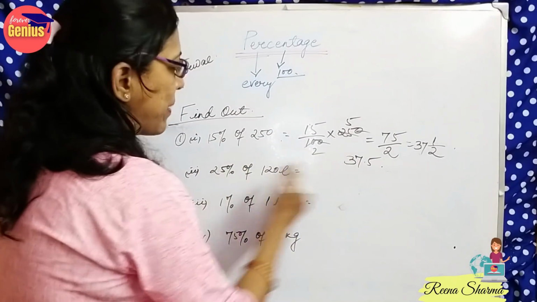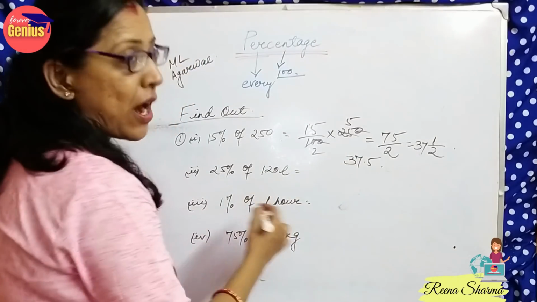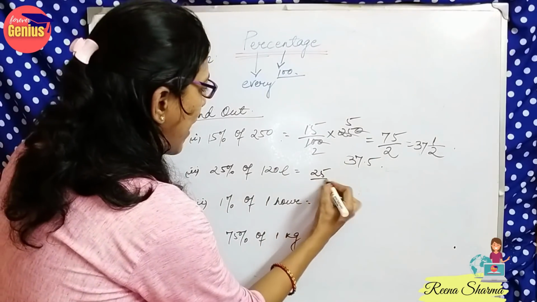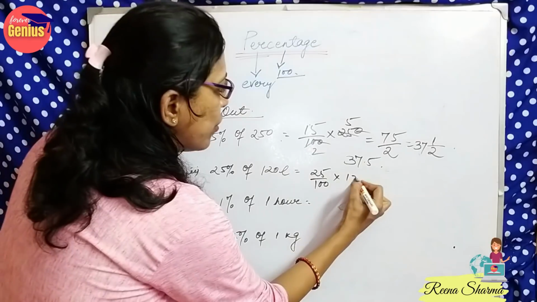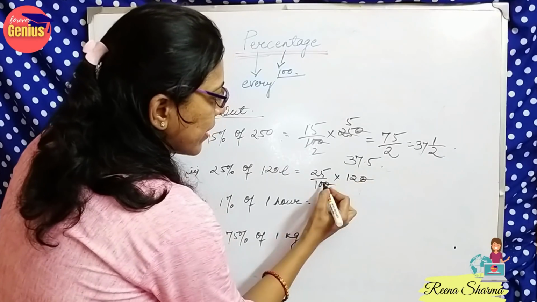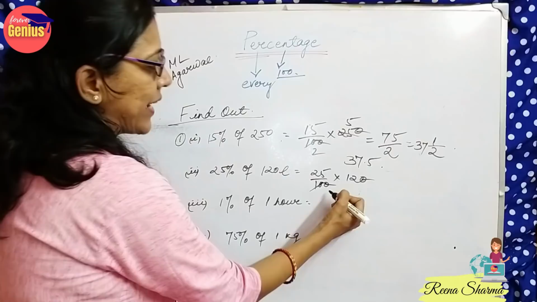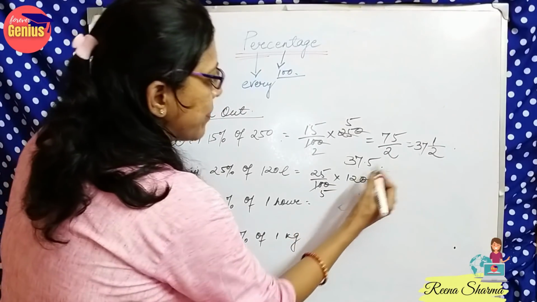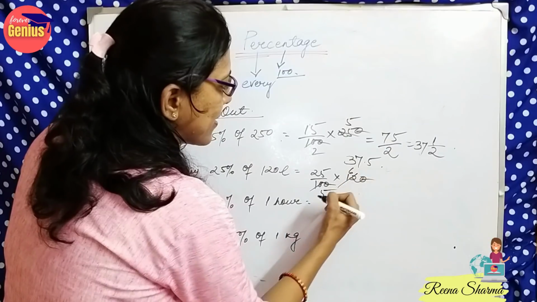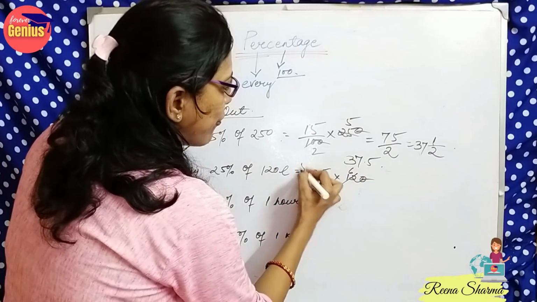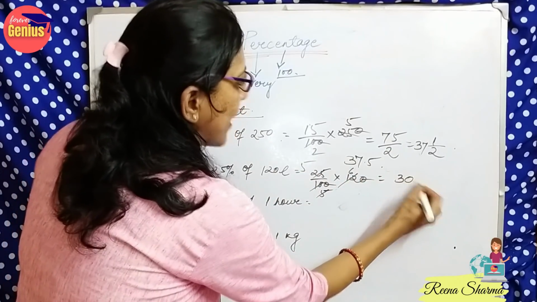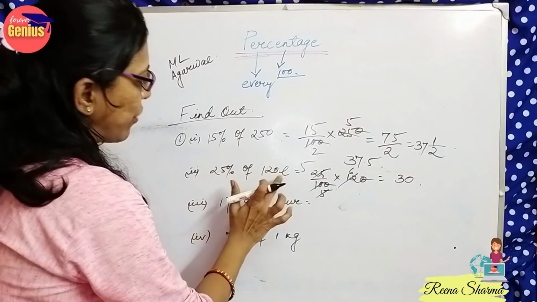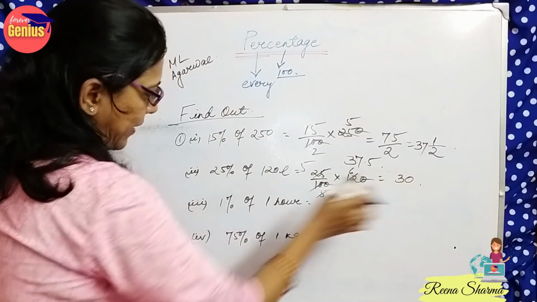If it is 25% of 120 liters, how to do? 25 by 100 into 120. This is going to cut. We have taken it with the table of 2. So this is 5. This is coming here as 6. Now this is 5. This is equal to 30. So 25% of 120 is 30.